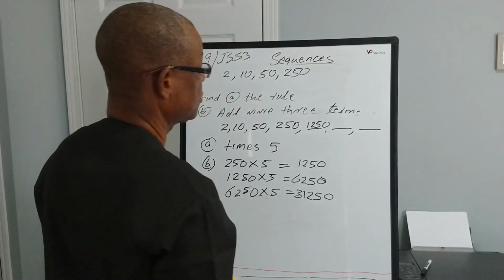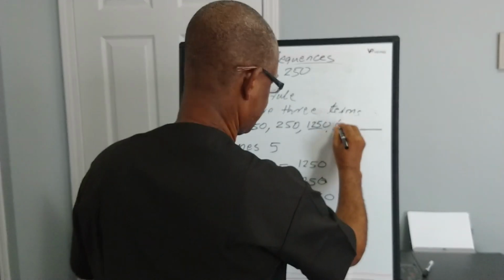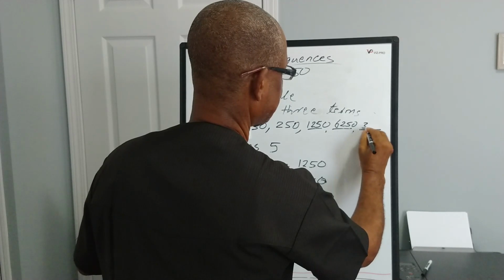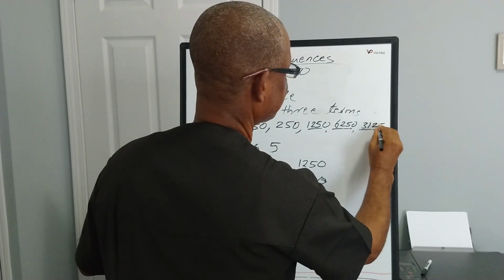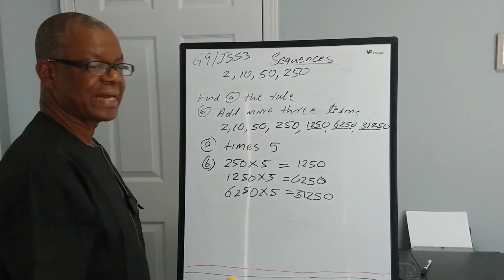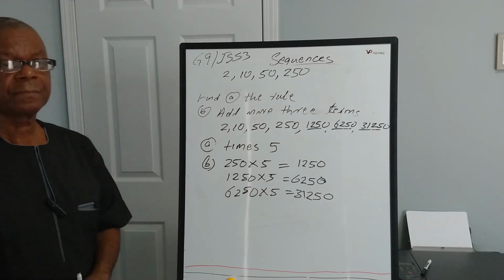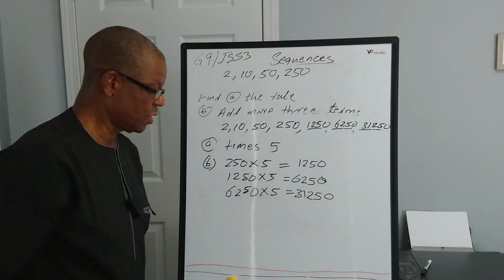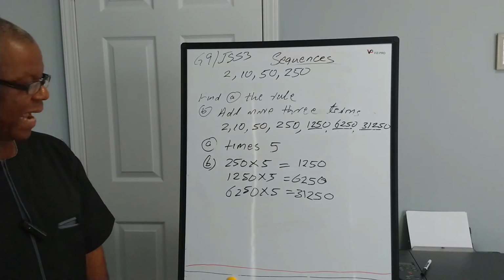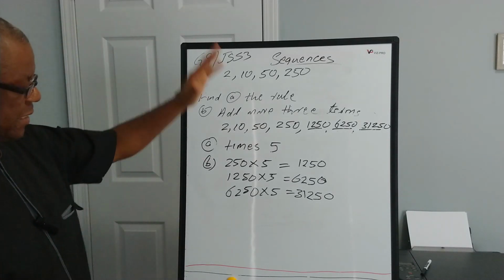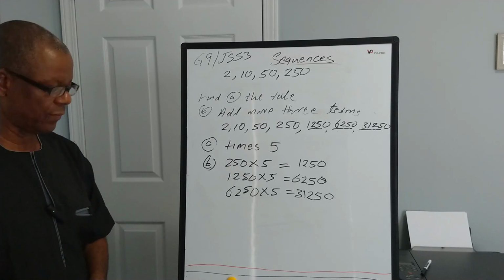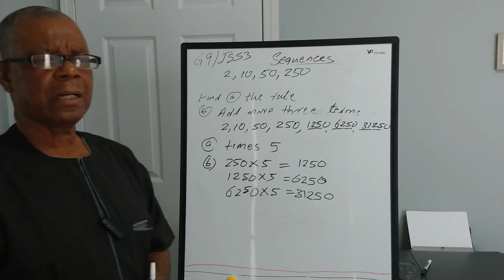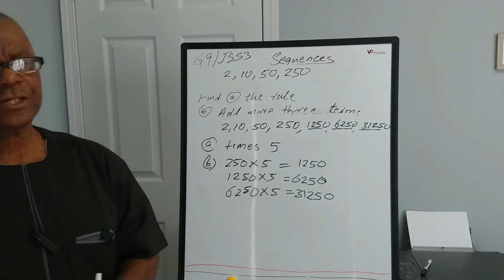So we have 6250 and 31250. These are the 3 more terms for this very particular sequence, whose rule is times 5. That is for this very one. We have found that. Now, let us look at these aspects of sequence.